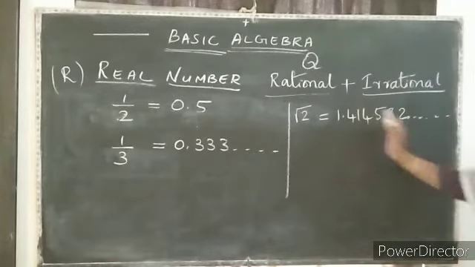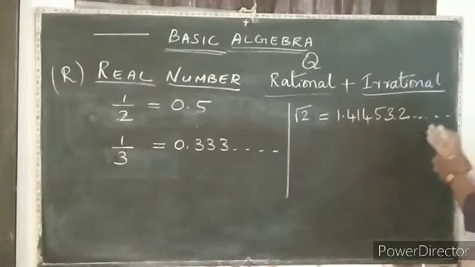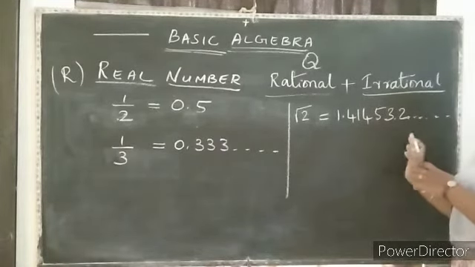Non-recurring means the same digit is not repeated. Same digit is not repeated. So we can say this is a non-recurring decimal.